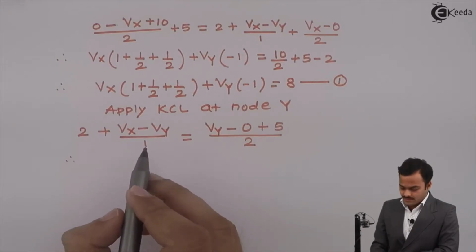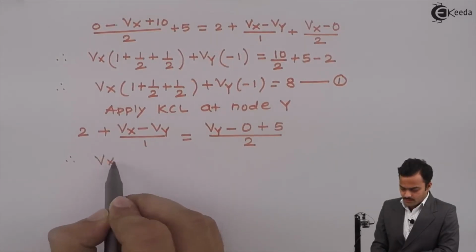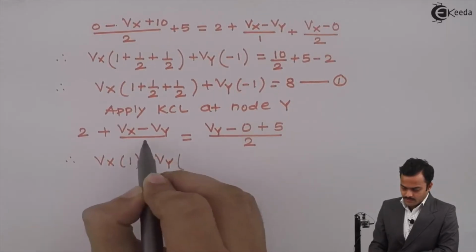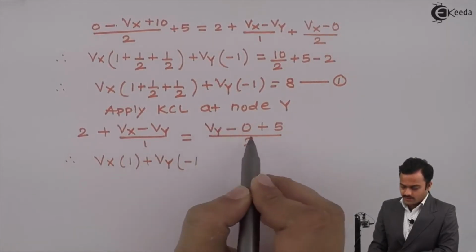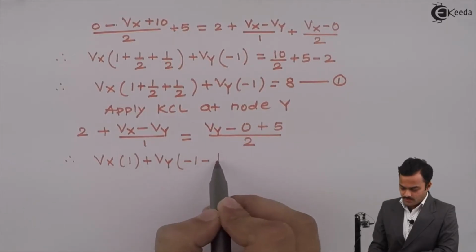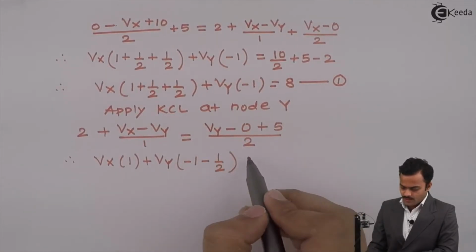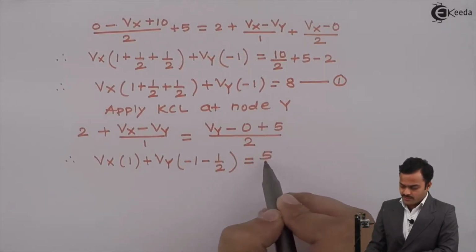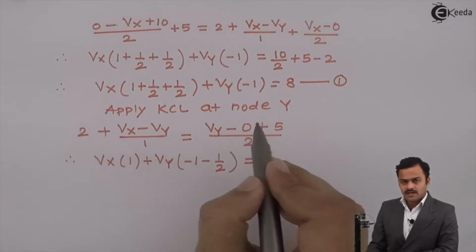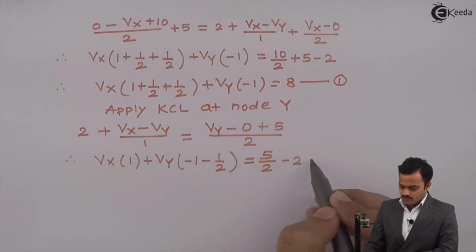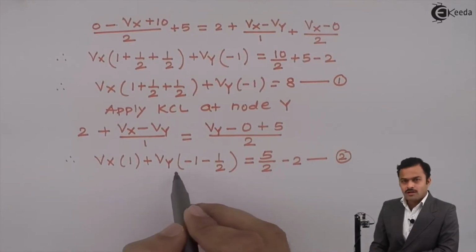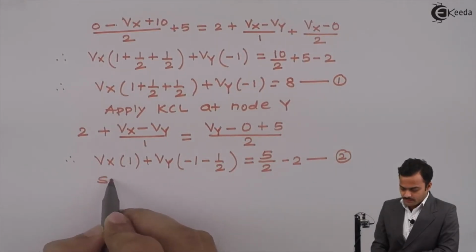So let's rearrange the terms. So Vx coefficient is 1, Vy minus 1, I will take this part over here, so minus 1 by 2, and all constants on the other side. So already available constant over here is 5 by 2, this 2 will go that side, minus 2. Equation number 2. We need to solve these equations in order to get Vx and Vy.